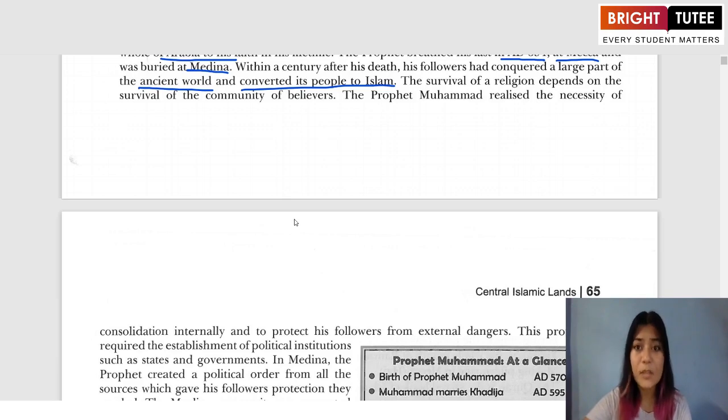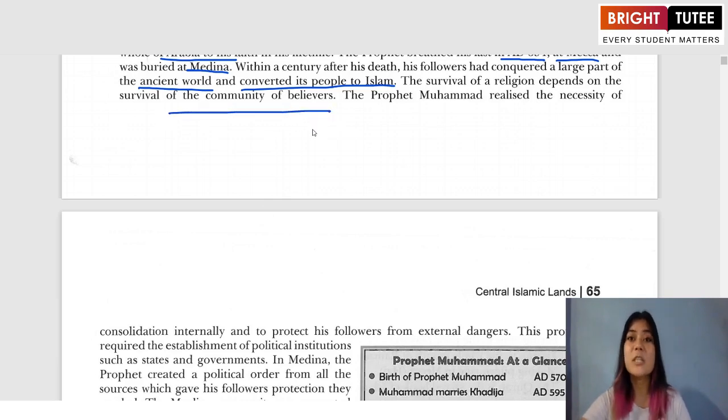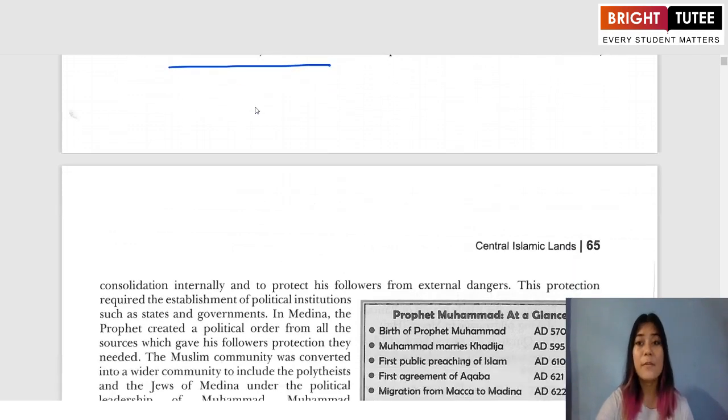Okay. Now, of course, the survival of the religion depended on the survival of the community of believers. If the believers were not present in an area, how can a religion or a faith survive, right? So as long as the believers believe and they continue to put faith in the religion, then the religion survives. Otherwise, it does not.